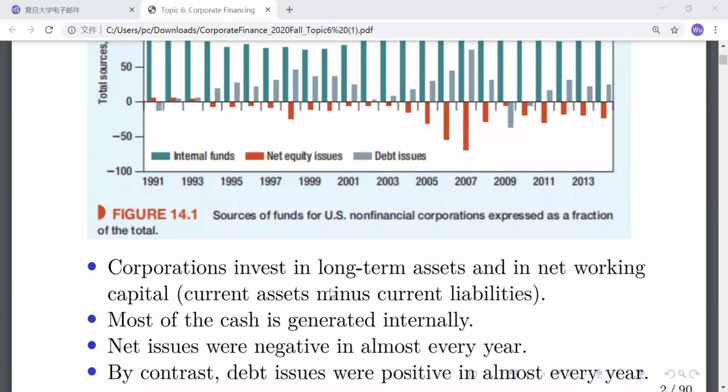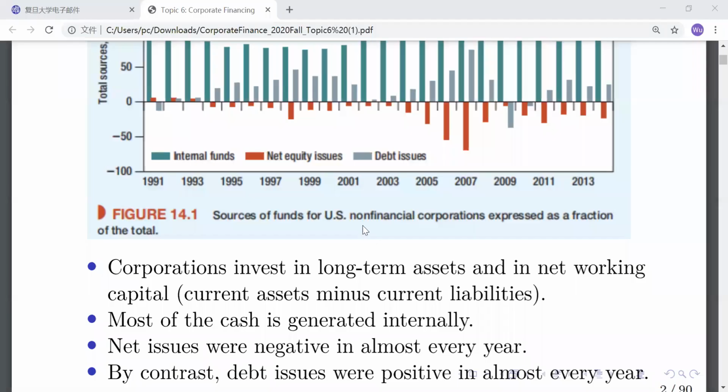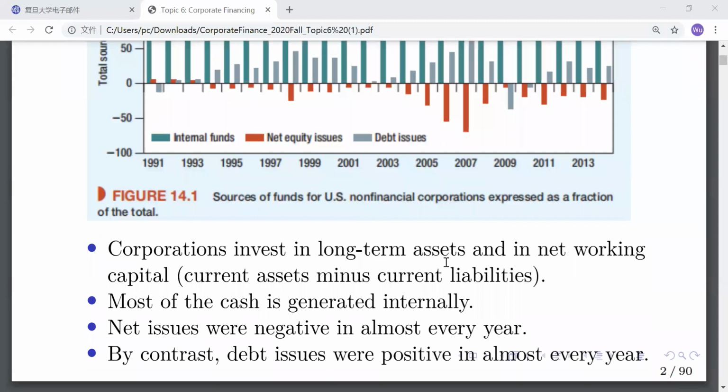And typically corporations invest in long-term assets and in net working capital. So what is net working capital? It's current assets minus current liabilities. This is what most of the firms usually do. And from the graph, you can see most of the cash is generated internally, and because firms need to invest in long-term assets and in net working capital, they need to seek outside financing.